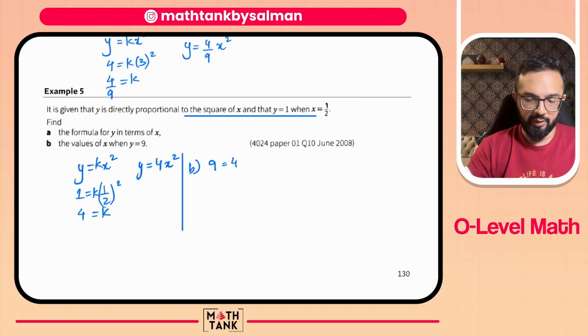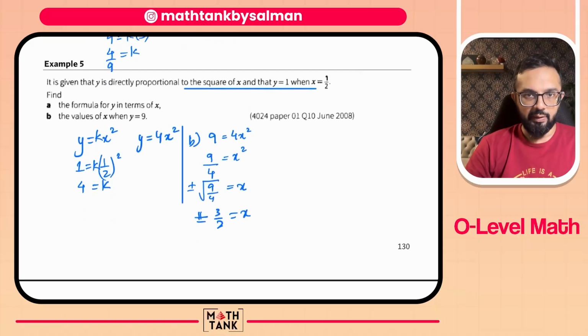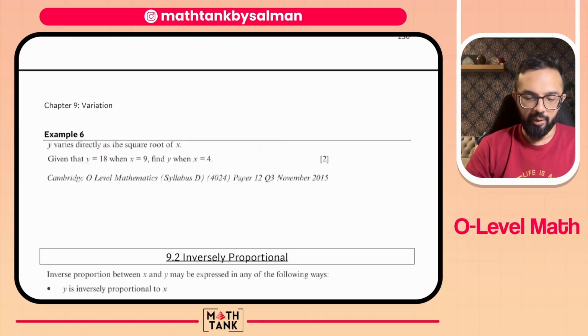9 equals 4x squared. Again, I put a root. I should have both plus and minus. So plus and minus 3 over 2. Because this is the value for x. Okay.